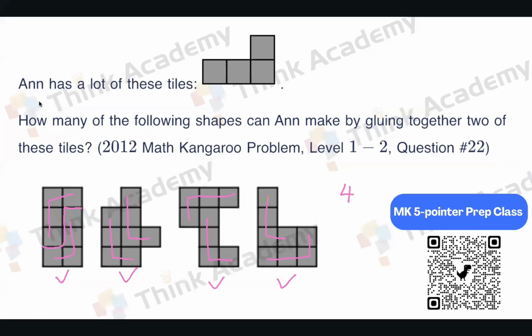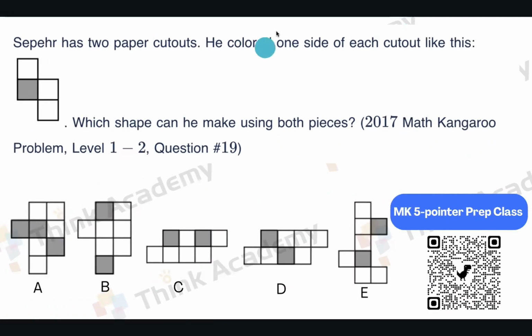Okay, so now let's move on to the next one. Well, the name is hard to pronounce, right? Zephyr has 2 paper cutouts. He colored one side of each cutout like this. So if he has 2, we know there is only 1 gray square in the corner here, right? Which shape can he make using both pieces? So now let's look at the first one. If I use both pieces, how many gray squares do I have? I can only have 2, right?